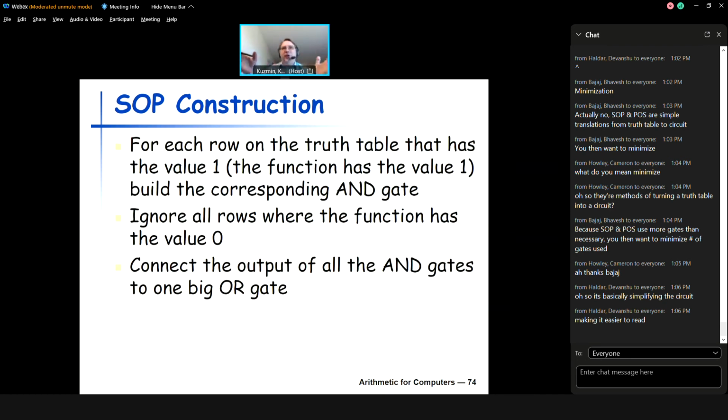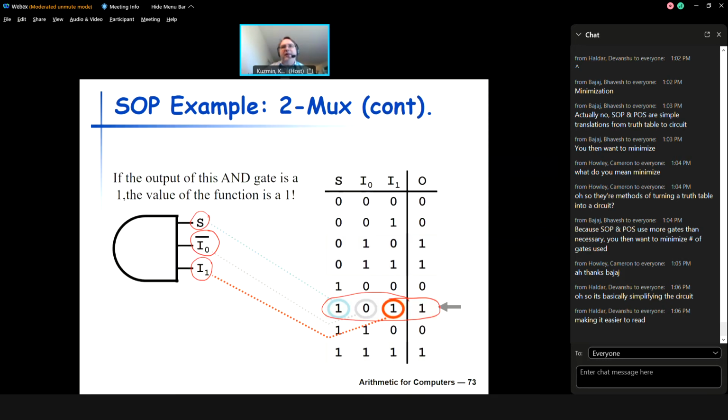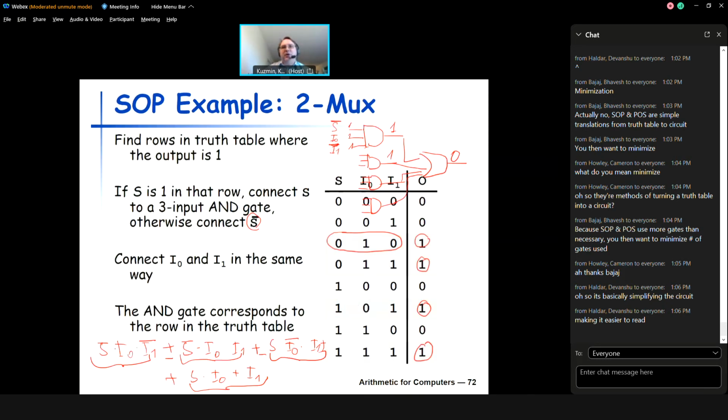Just to summarize, for each row in the truth table where the output is 1, we build the corresponding AND gate, one gate for each row, and we ignore all the rows where the function is 0. We're going to get this for free. We don't have to worry about that. And then we connect the outputs of all those AND gates to one big OR gate if we have one available. If we only have 2 input OR gates, of course, we just do a cascaded circuit as we did before. All right, so that's the sum of products.